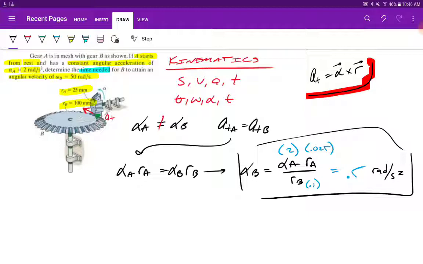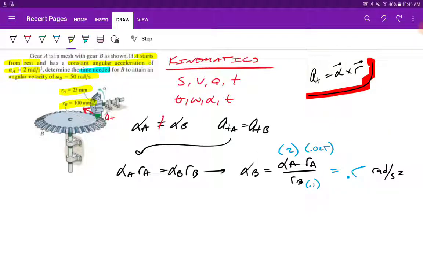Now, that's not the answer, actually. I don't know why I just set it up like it was the answer. That's not the answer, but that's a very important piece of information. Why is that an important piece of information? Let's think about it. They said in the problem that wheel A has a constant angular acceleration.